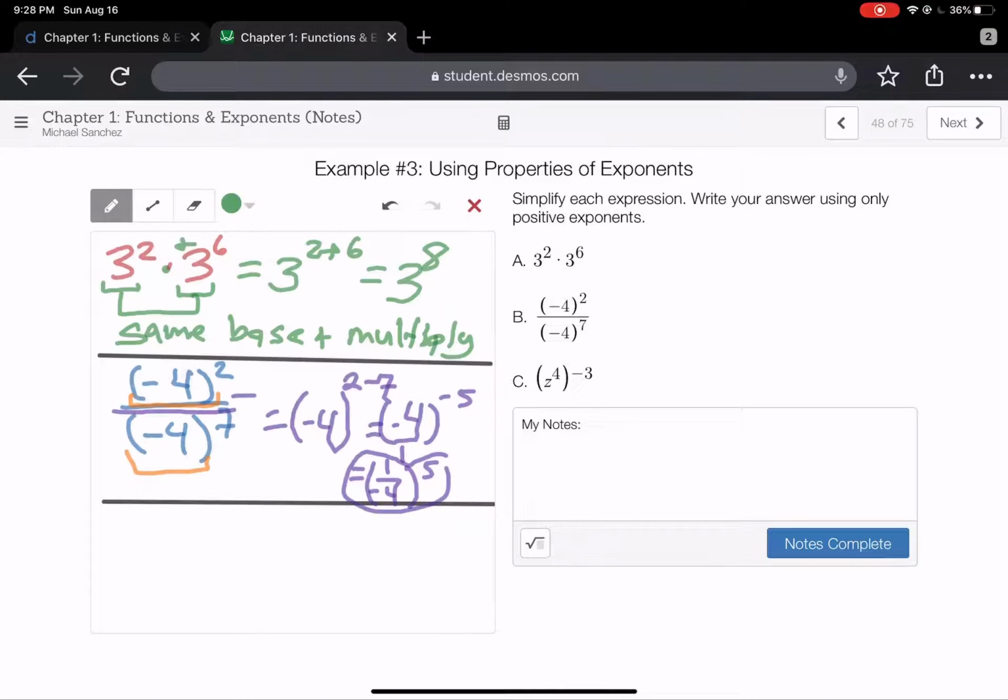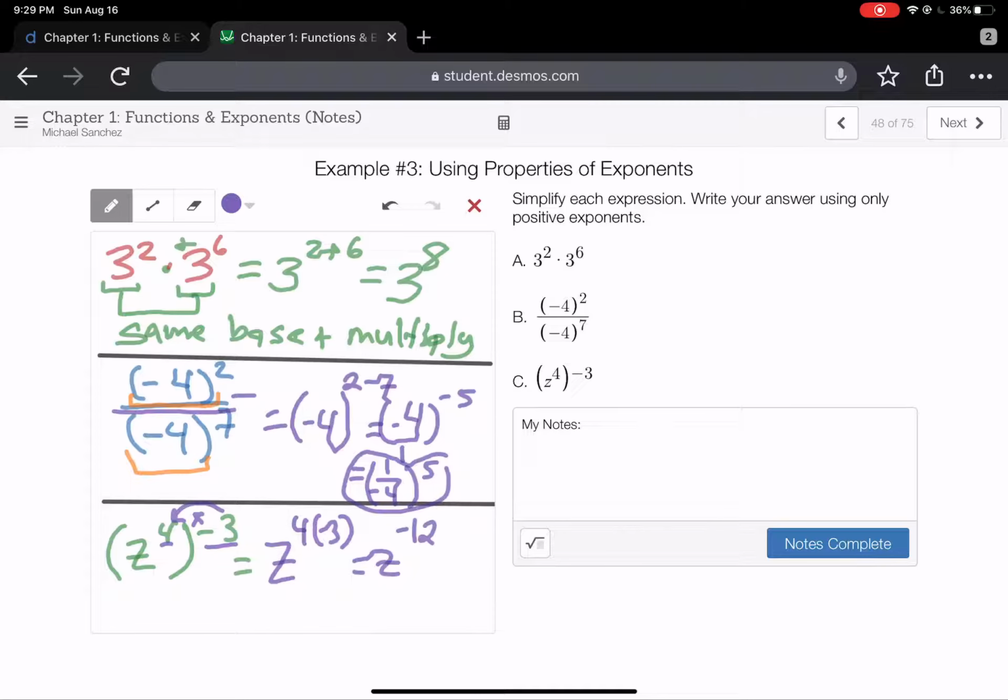And our last problem here, we have z to the power of 4, all to the power of -3. When we have a base raised to the power of one exponent, and then on the outside of the parentheses we have another exponent, we're going to be multiplying those two exponents. So this is going to become z to the power of 4 times -3, which is going to give me z to the power of negative 12.